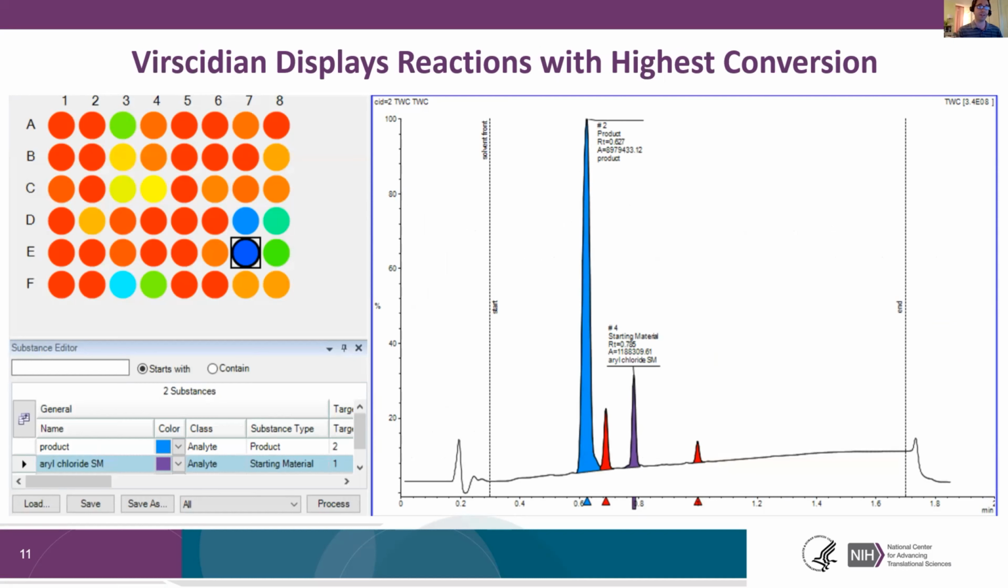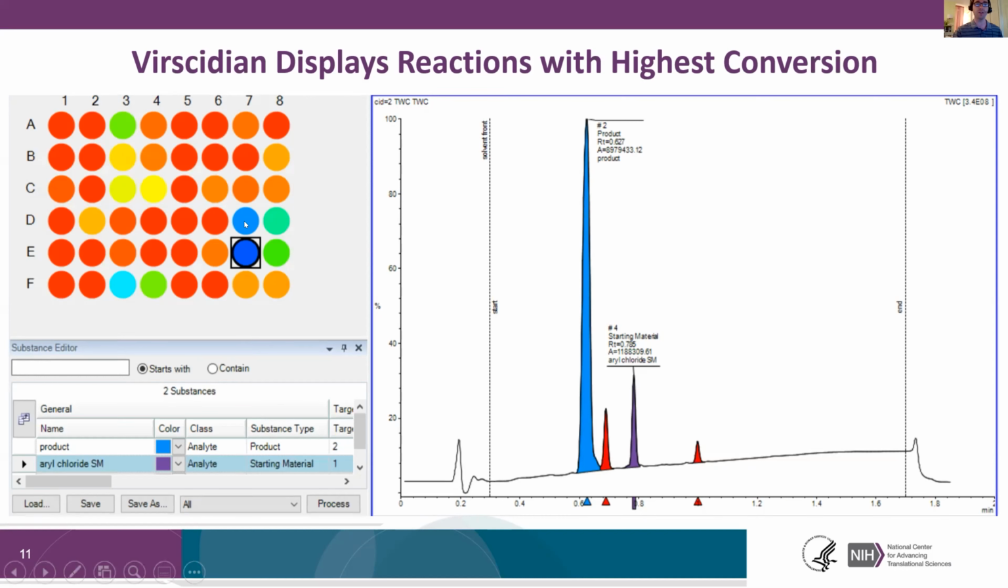Red again is no conversion, where blue is the highest amount of product. You can see colorimetric-wise in the upper left corner that there are several reaction conditions that do work for this, and many reactions that don't, but this means that it's a successful screen to show that.